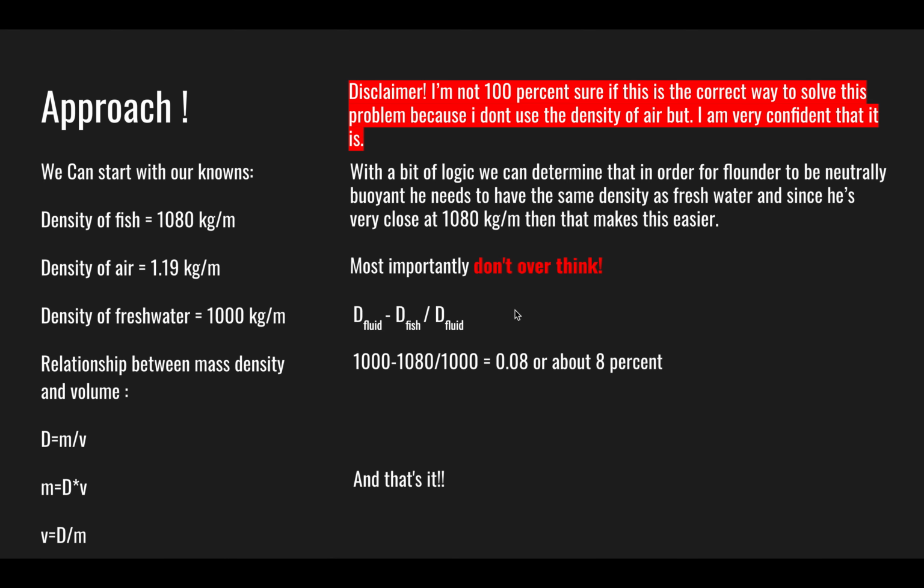So basically what I came up with was this equation: the density of the fluid that he's in, which is fresh water, minus the density of the fish, and then you divide that by the density of the fluid, because the density of the fluid divided by the density of the fluid is just 1. So if you subtract the density of the fish from the density of the fluid, you'll get a percentage. And then basically this is the math right here.